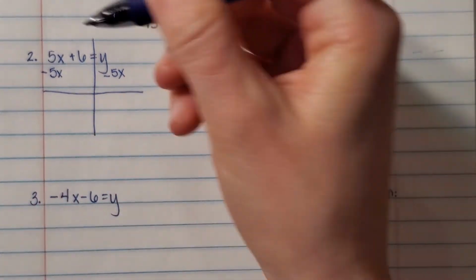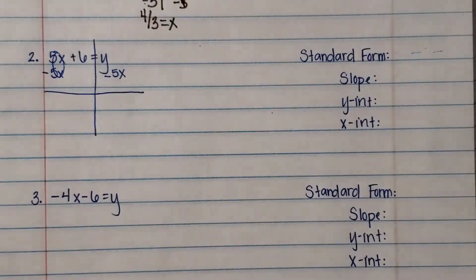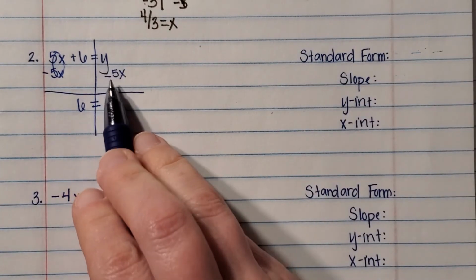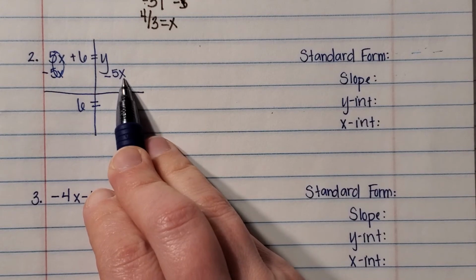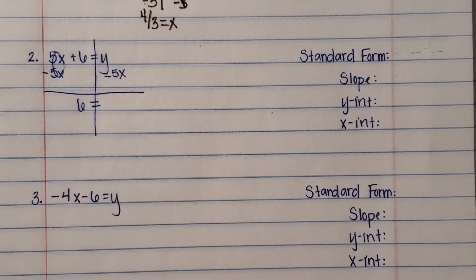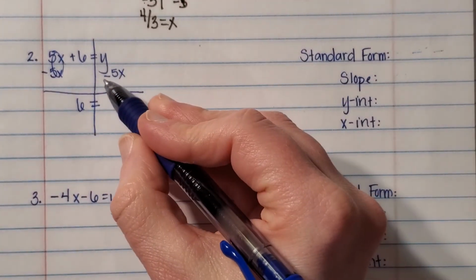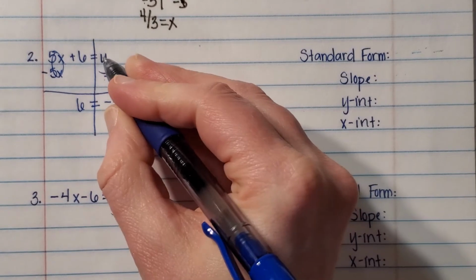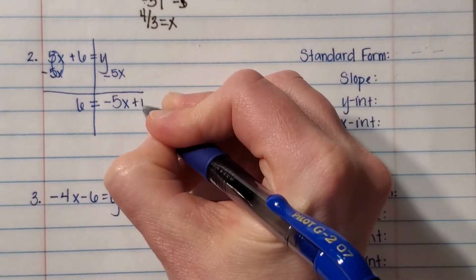I know 5x minus 5x is 0, so these are gone, and I'm left with 6 equals. On this side, it says y minus 5x. I can't put those together. One has a y, one has an x, so now I just have to rewrite it. Remember, I like to write my x first, and this x is negative. And the y is positive, so I'll write plus y.